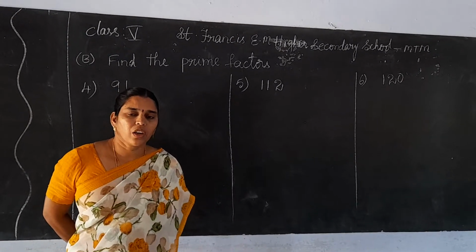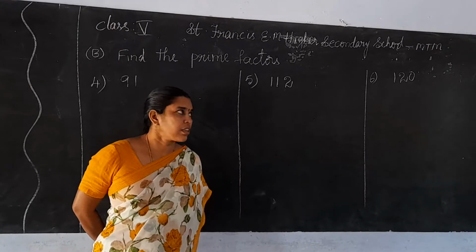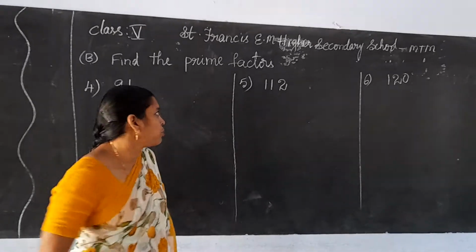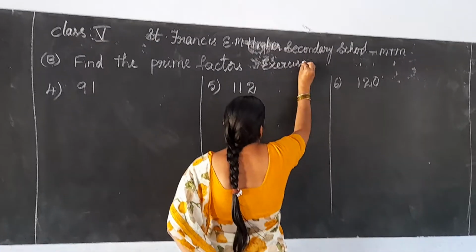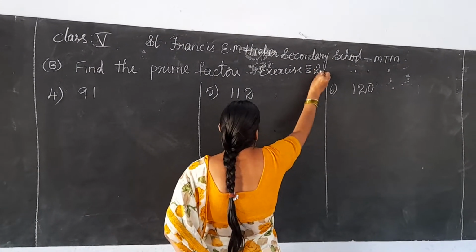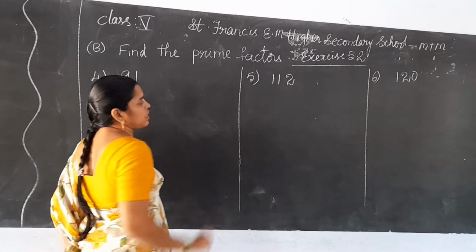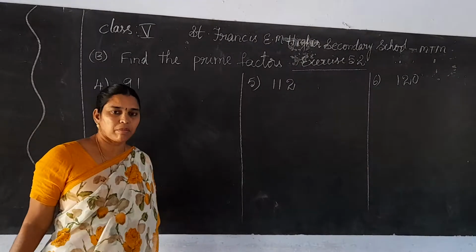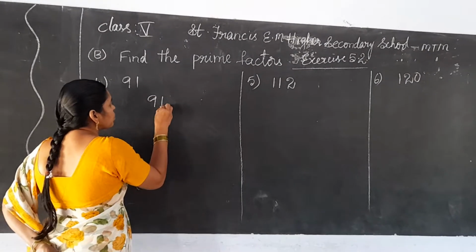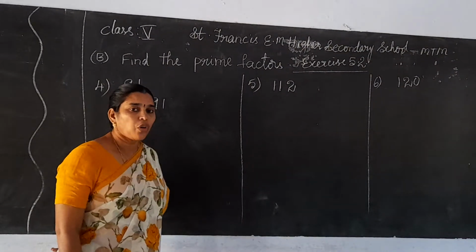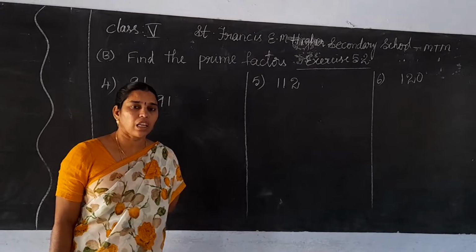Yesterday, I taught twin primes and co-primes, and I started exercise 5.2. Same exercise. Now I am going to explain it. Find the prime factors. I told you the division method, right? See how to do these sums. There are 6 sums in total. Out of 6, I am going to explain 4, 5, 6. The remaining 3, you take as homework.